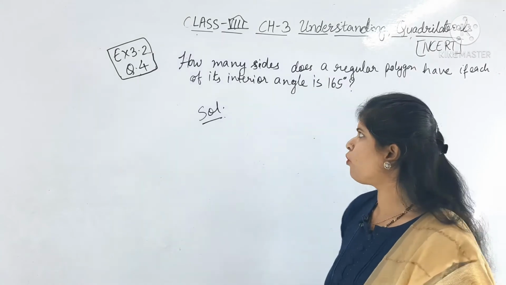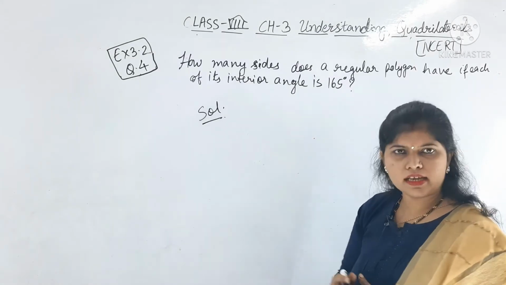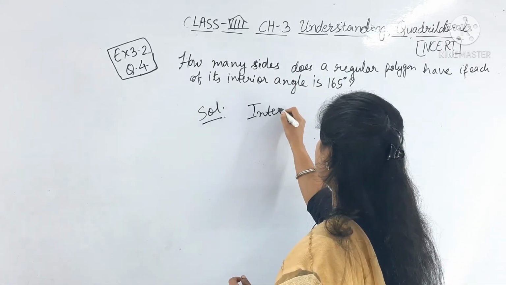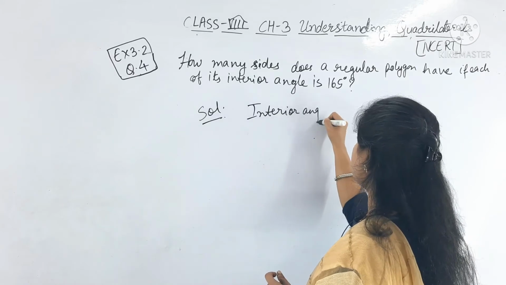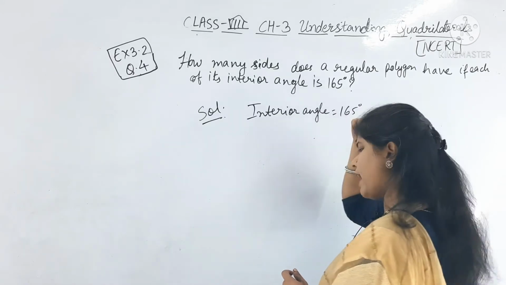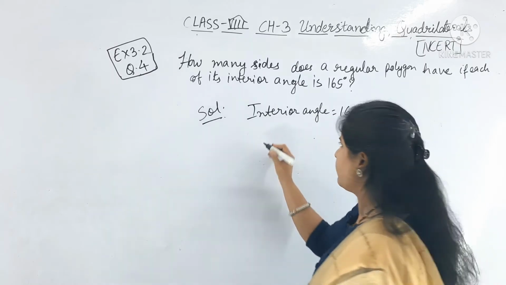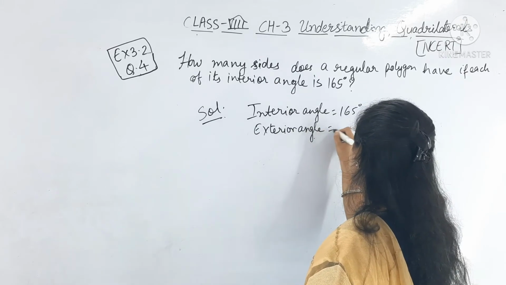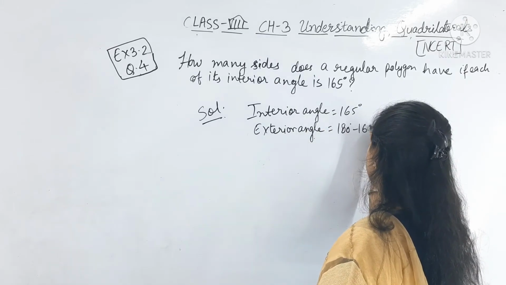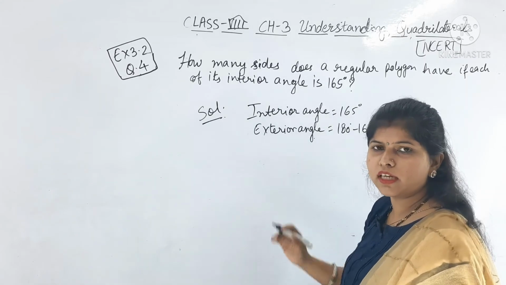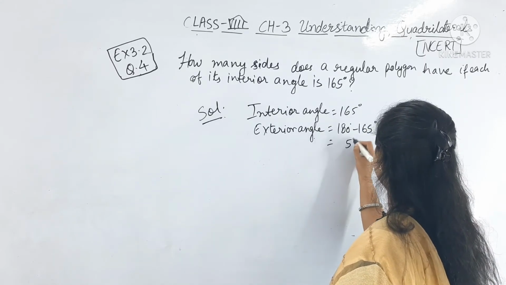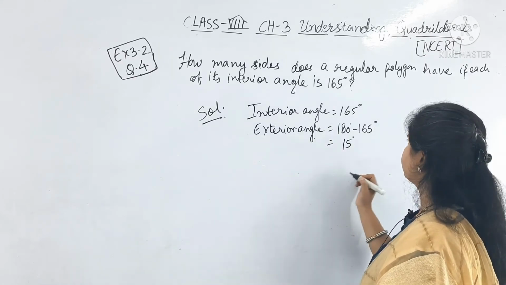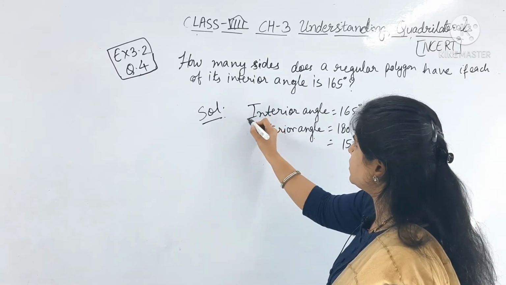So this is the answer for question number 3. Now come to question number 4. Here interior angle is given and we have to calculate the number of sides. So this is the solution. Interior angle is equal to 165 degree. So we have to first calculate what? Exterior angle. We know that 180 degree minus 165 degree by linear pair, we will calculate exterior angle. Okay. So here I am getting 15 degree. Yes, 15 degree is the exterior angle.